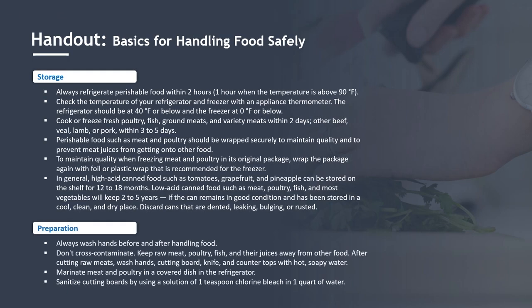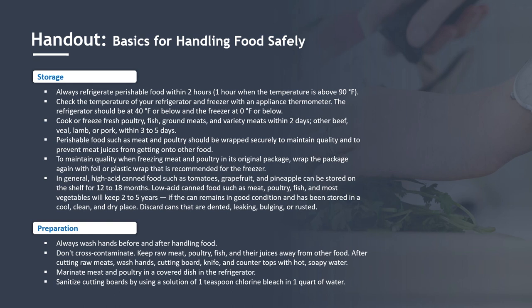Storage. Always refrigerate perishable foods within 2 hours, or 1 hour when the temperature is above 90 degrees. Check the temperature of your refrigerator or freezer with an appliance thermometer. The refrigerator should be around 40 degrees or below, and the freezer at 0 degrees or below. Cook or freeze fresh poultry, fish, ground meats, and variety meats within 2 days. Other beef, veal, lamb, or pork within 3 to 5 days.